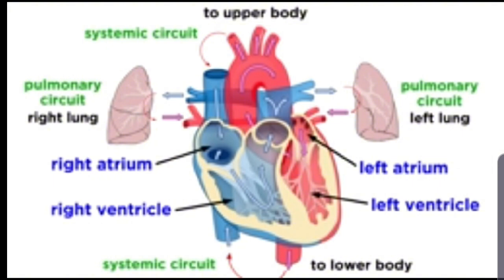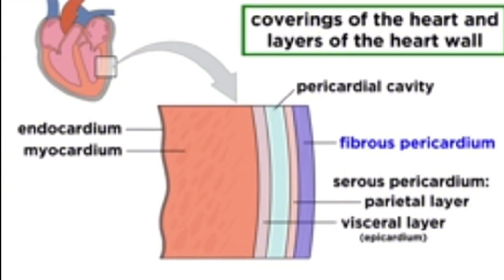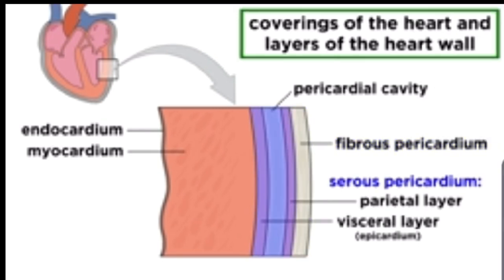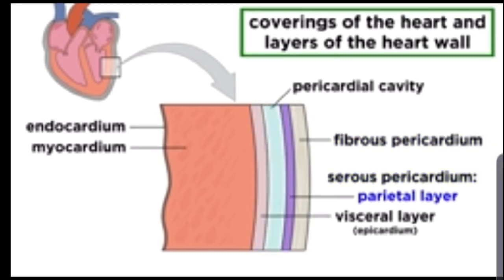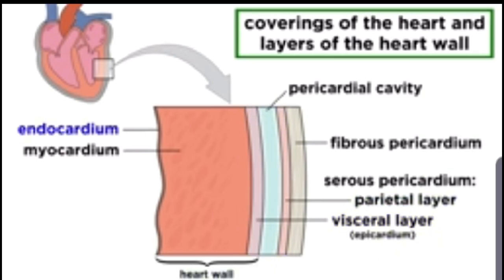The heart is covered by something called the pericardium, which is made of dense connective tissue that protects the heart and maintains its position. The two walls of the pericardium are the fibrous pericardium and the serous pericardium, the latter of which also has two layers, the parietal layer and the visceral layer, also known as the epicardium. The epicardium is considered the outermost layer of the heart wall.